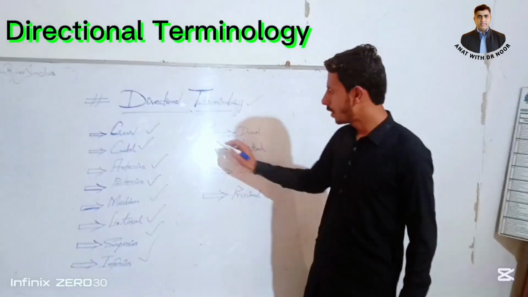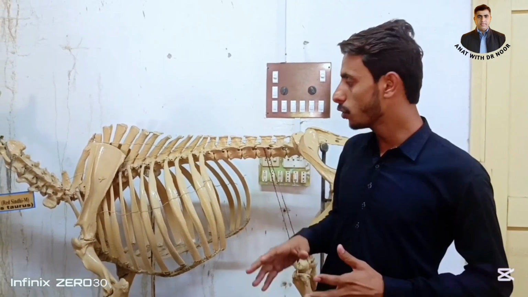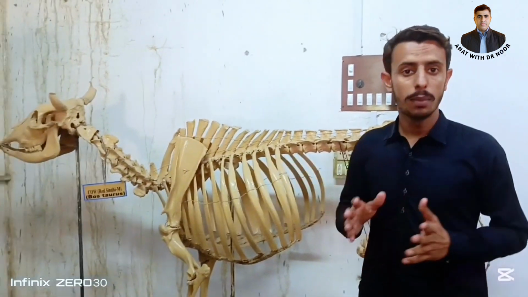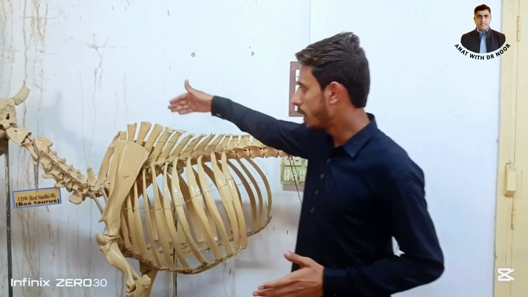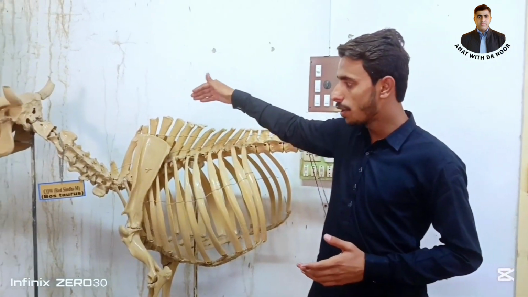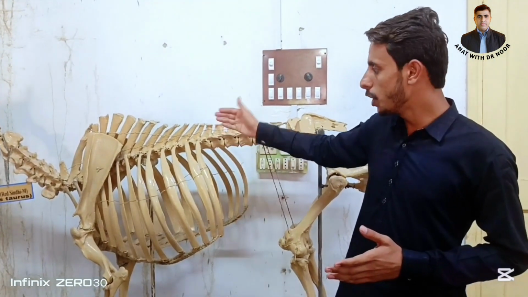Now, as we discussed the planes of the body, we are going to practically see what the planes of the body are. First of all, the median plane. The median plane cuts the body into 2 equal halves. At this angle, we cut the cow. If we cut this cow at this angle, this is called the median plane. We cut it into equal halves.